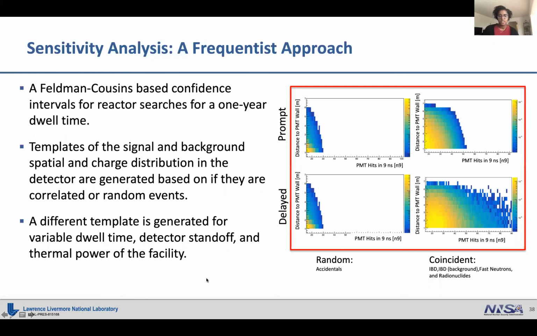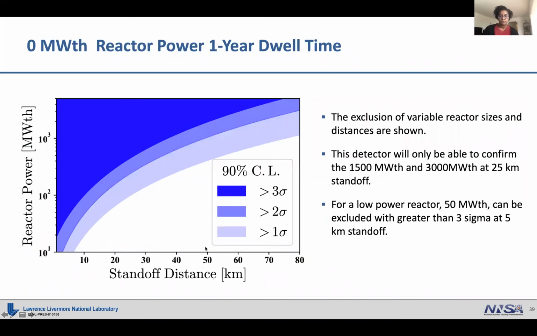And so when we do this and we understand our sensitivity, for a 90% confidence limit, we show to what extent we can reject different detector standoffs and different reactor powers. So in dark blue, this is everything that we can reject to greater than 3 sigma. And then in this lighter blue is what we can reject to greater than 2 sigma, and in this light blue color is what we can reject to greater than 1 sigma.